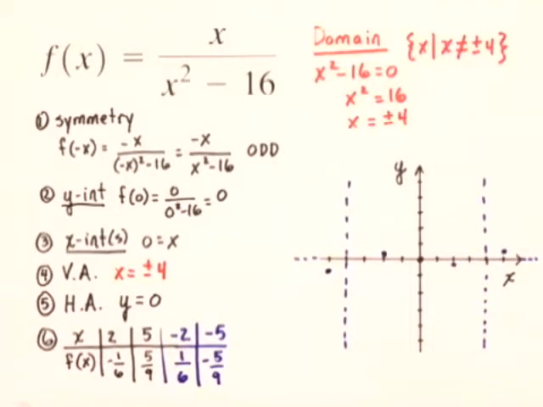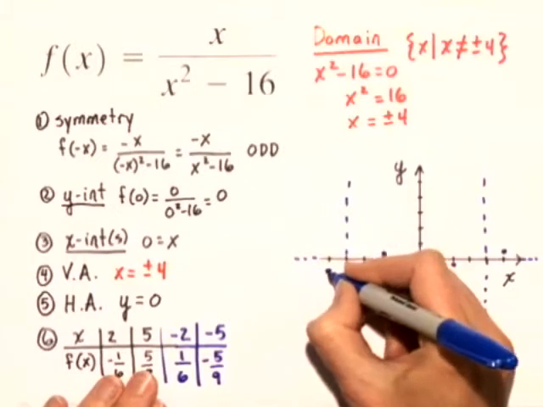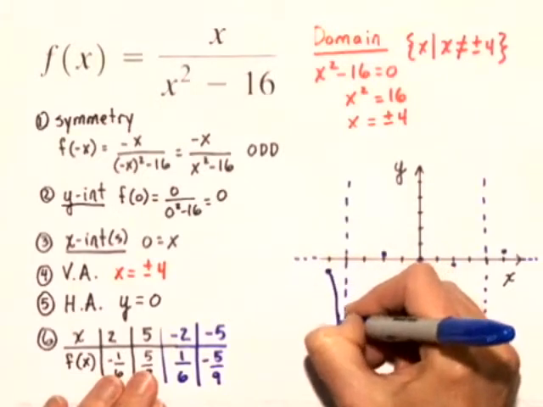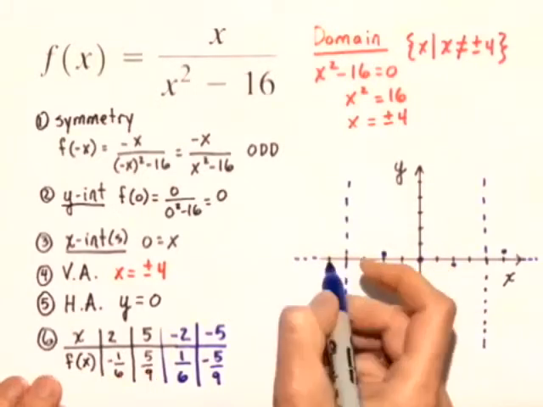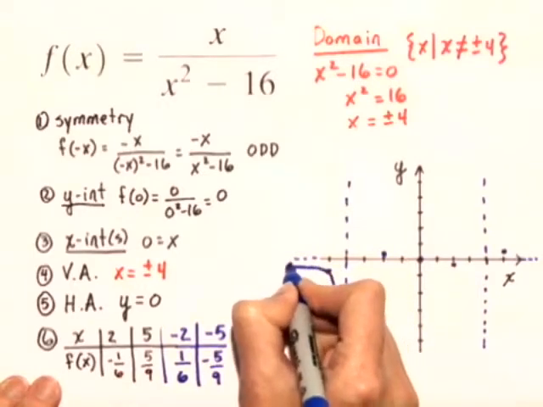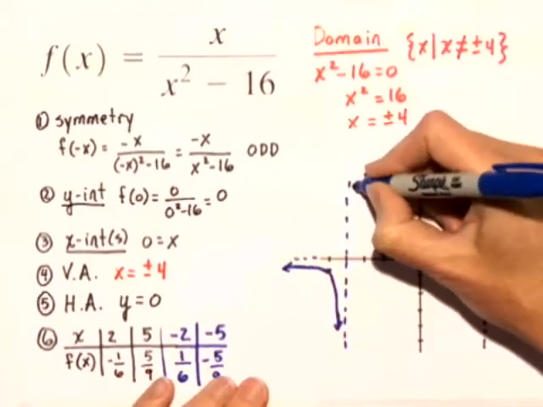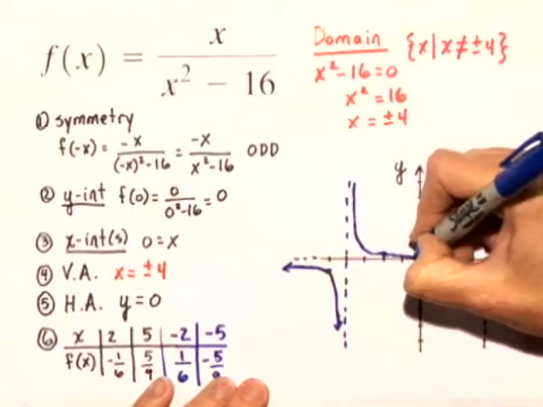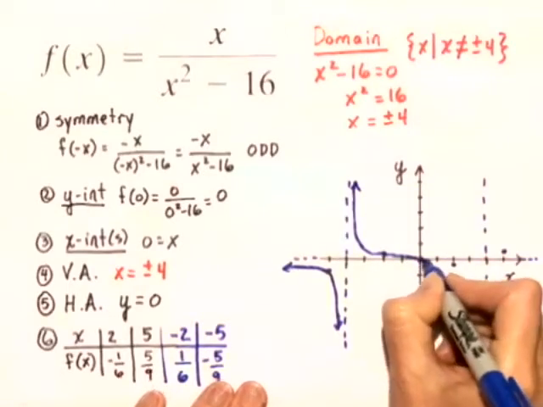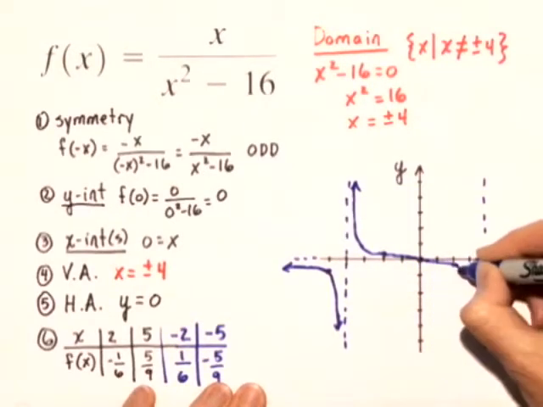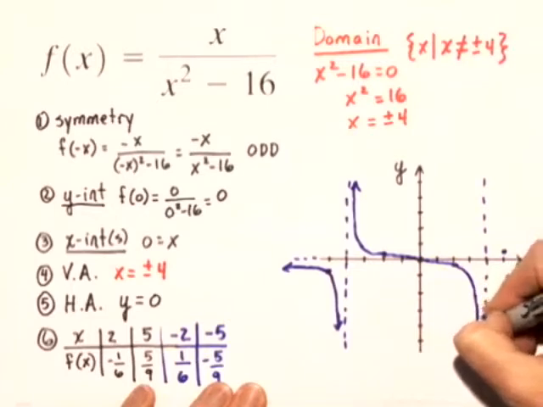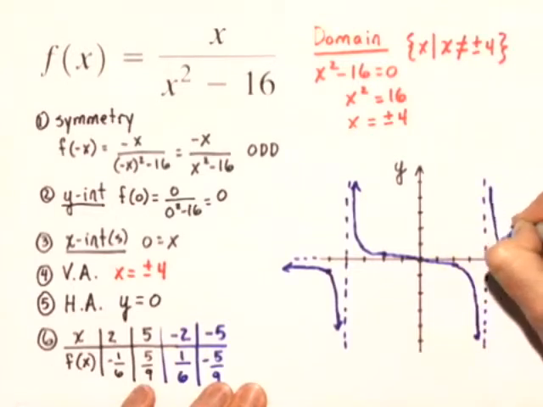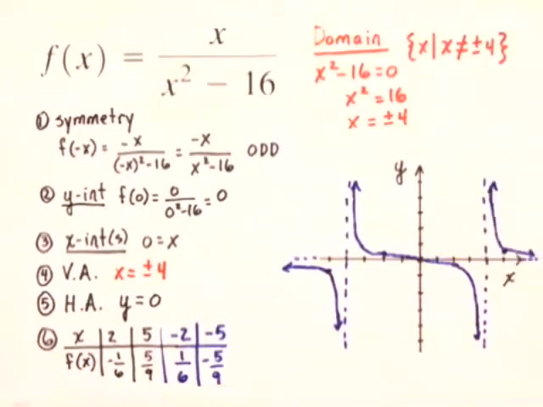Now, we'll use these points and the asymptotes to sketch our graph. Since we know that the curve will always tend toward the asymptotes, we can sketch it in like this. And this is a sketch of f of x.